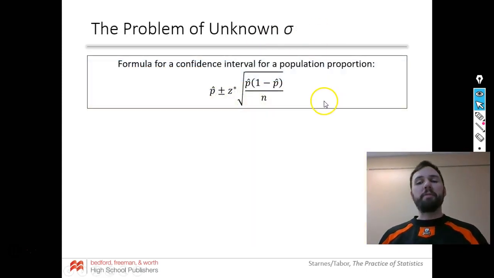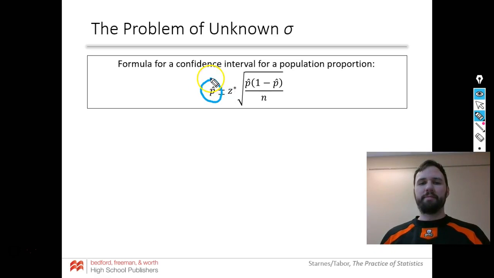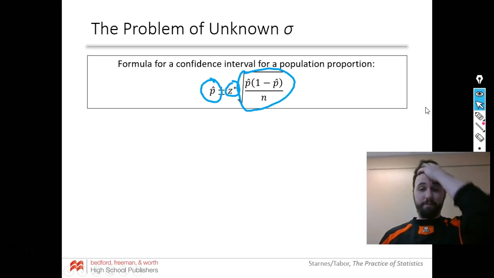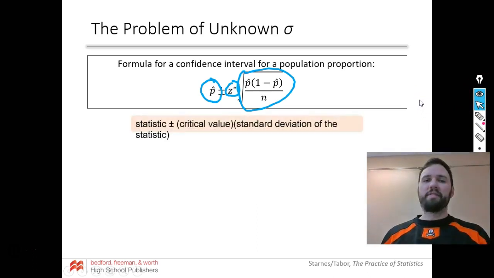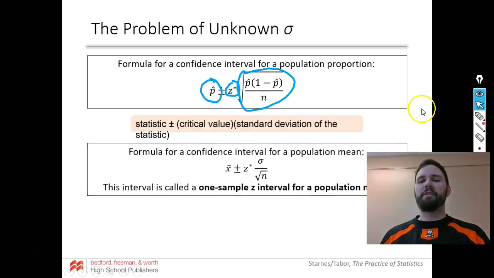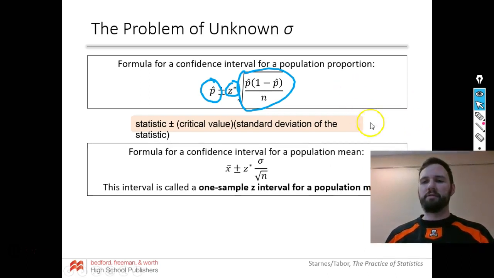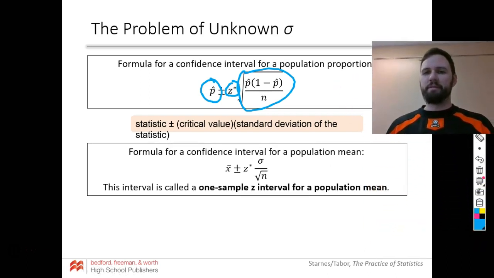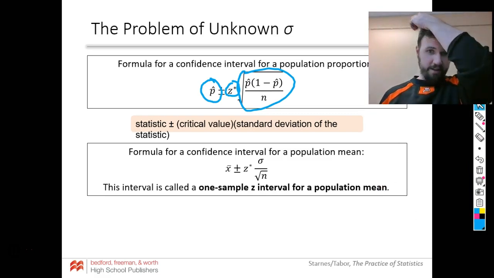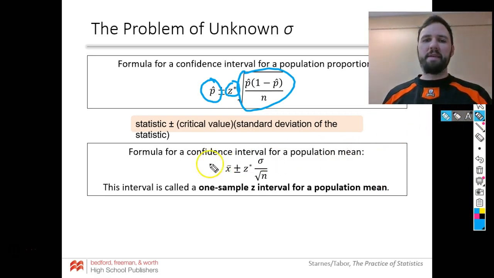So now this is a problem we did previously with proportions, right? So we did our point estimate plus or minus our z times our standard deviation, right? This can be very similar to what we're going to do today. It's the statistic plus or minus critical value times standard deviation. Alright, the same concept.